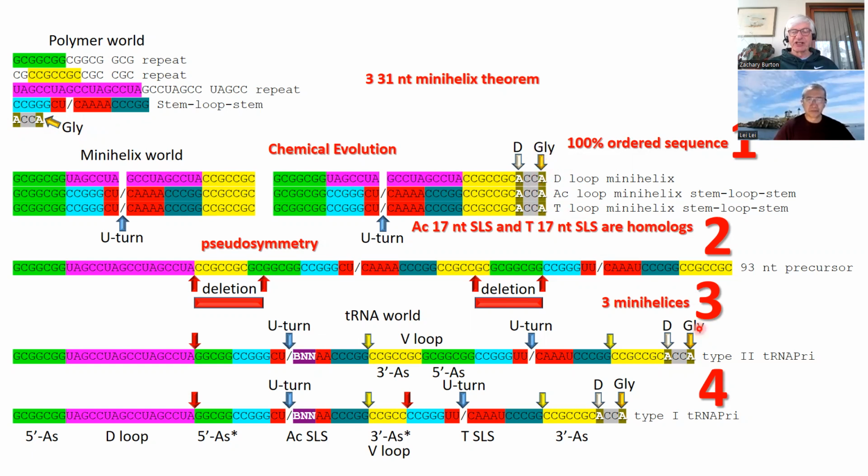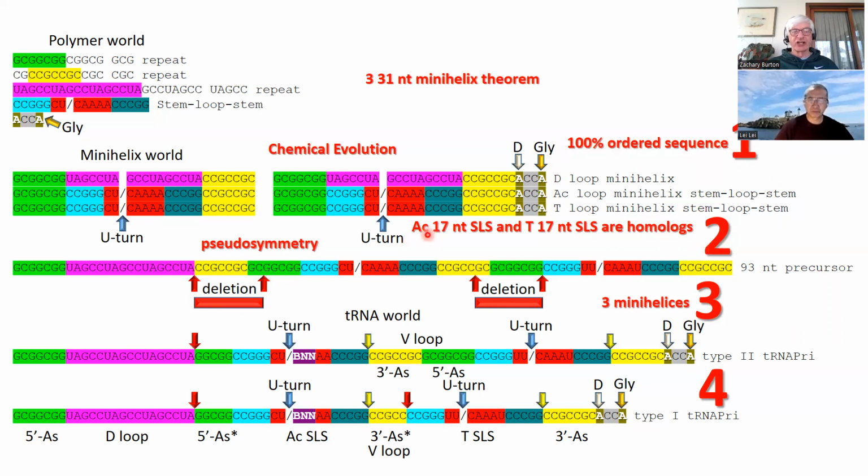And this system is initially to synthesize polyglycine, but this system here, tRNA, can train itself. It can learn through evolution to encode proteins, and that's how protein synthesis evolved on this planet. So the first point, 100% ordered sequence.